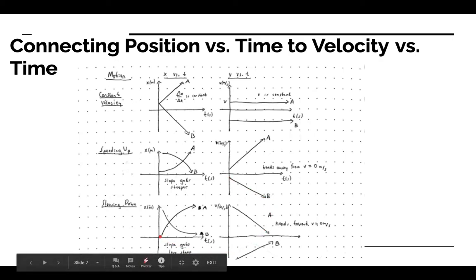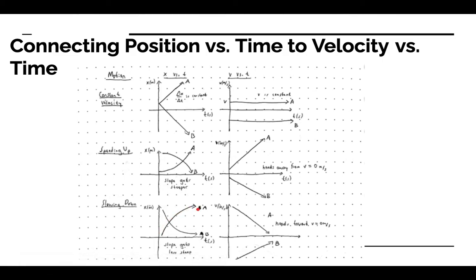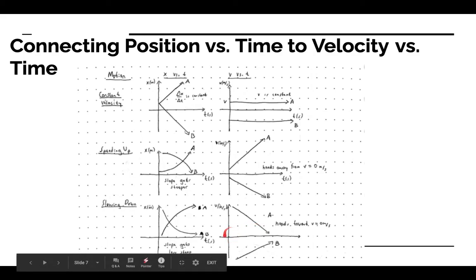And for slowing down, we have the same type of graphs, except our slope gets less steep for A, indicating we're slowing down. And on the subsequent velocity versus time graph, that means that our object's going to be heading towards 0 meters per second as we're slowing down. So we're going to have a positive velocity, but we're going to be heading towards 0 meters per second, indicating we're slowing down.